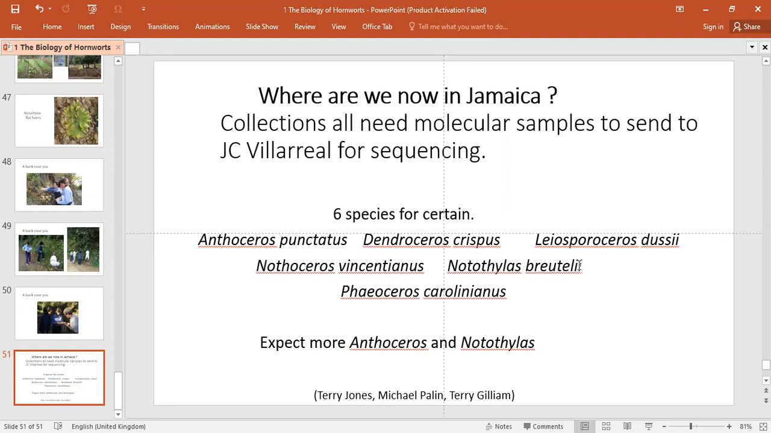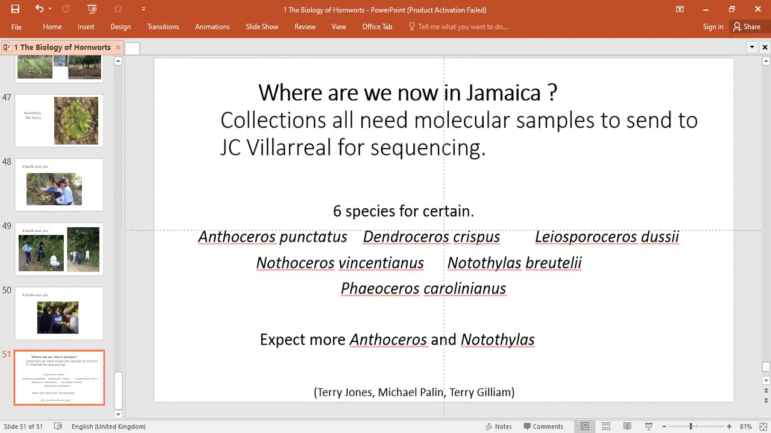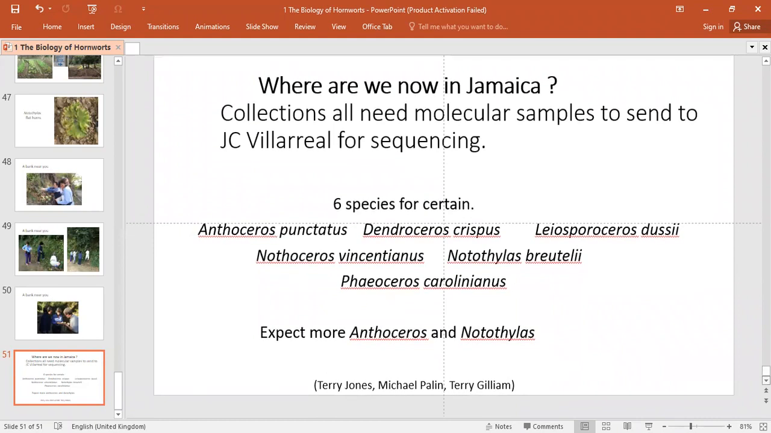You're going to find that in fields. And probably the commonest of the lot is Phaeoceros carolinianus. Again, you're going to find that all over the place. This number is far too low. I would expect that Jamaica will have a lot more Anthoceros and Notothylas. If we can't get up to double figures, it's pathetic.